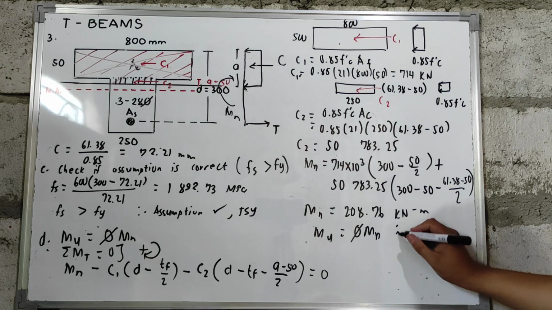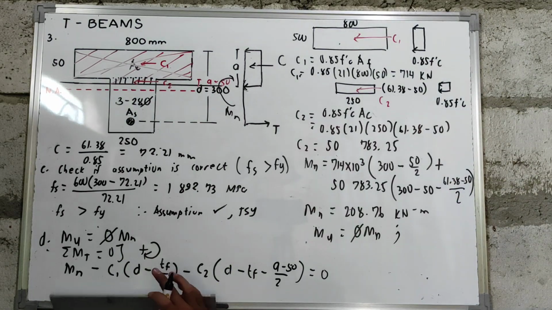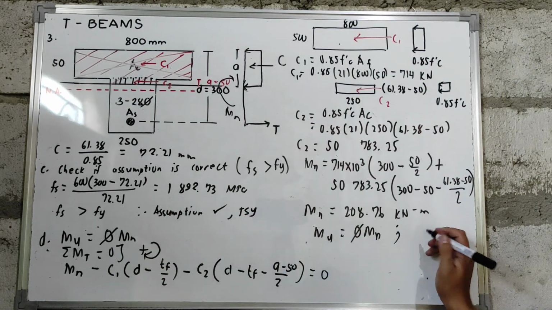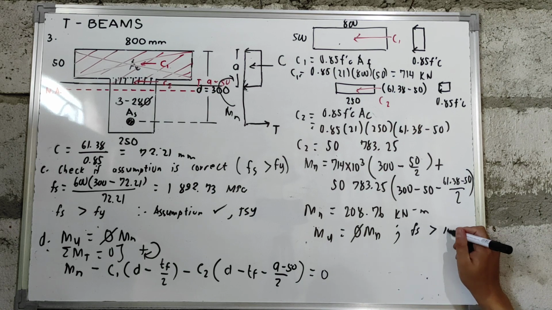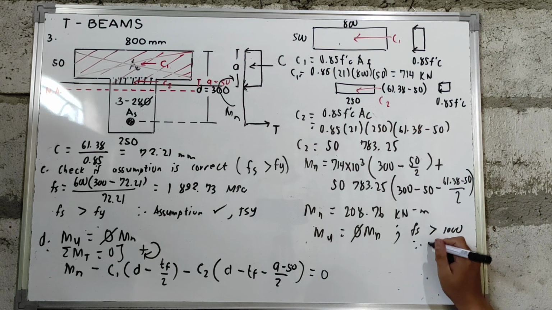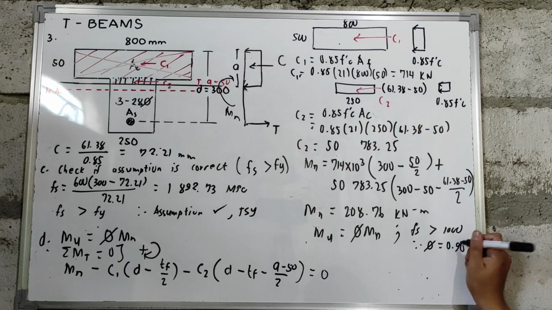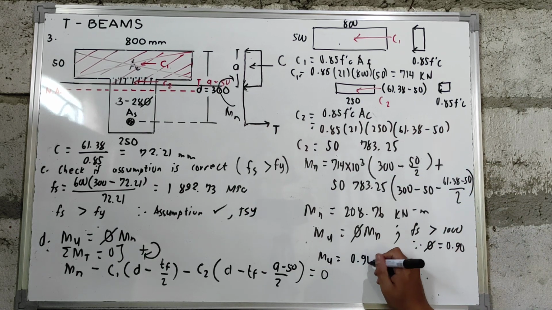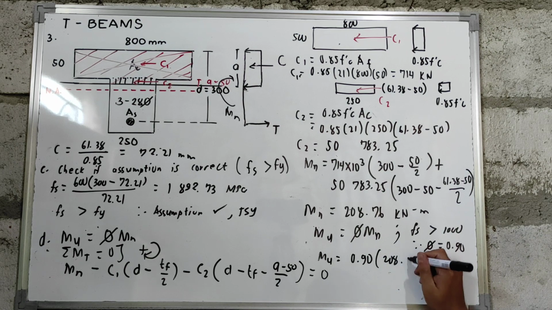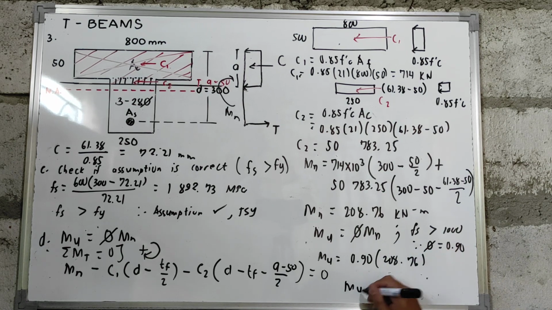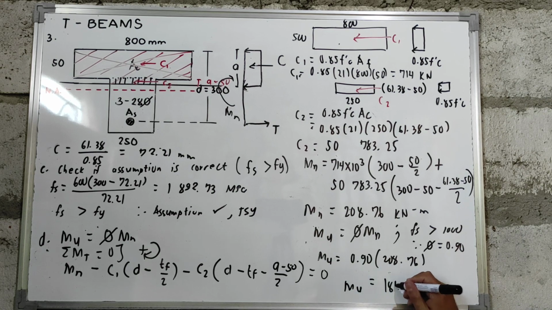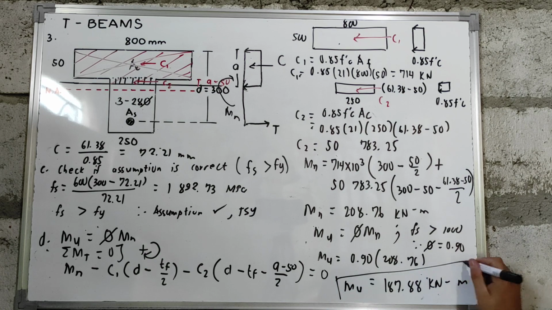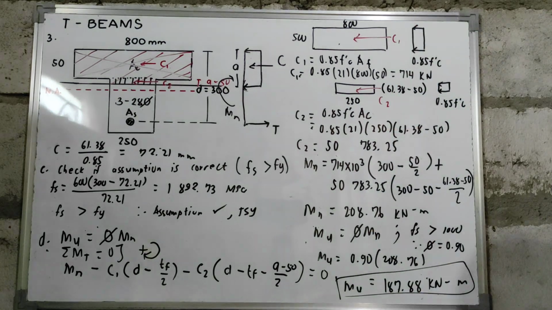So, in computing for your ultimate moment capacity, that is rho Mn. So, what is the value of your rho? Titingnan natin na yung Fs natin. Fs is greater than 1,000. So, therefore, rho is equals to 0.90. So, tension control tayo. So, Mu is equals to 0.90 multiplied by the nominal moment. So, you have a value of your ultimate moment capacity, which is equal to 187.88 kilonewton meter. So, this will become your answer.